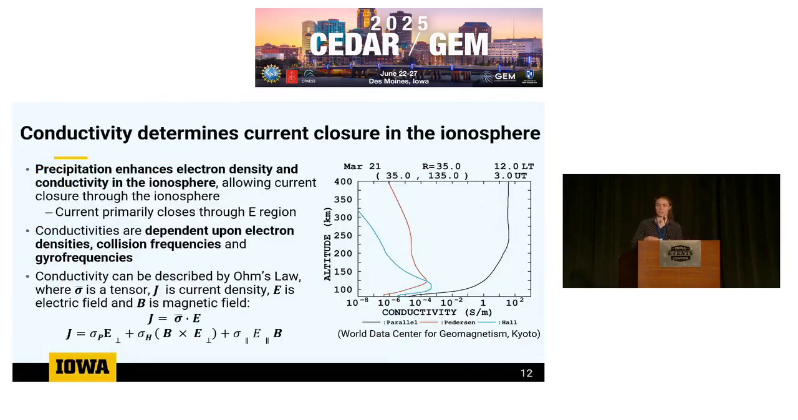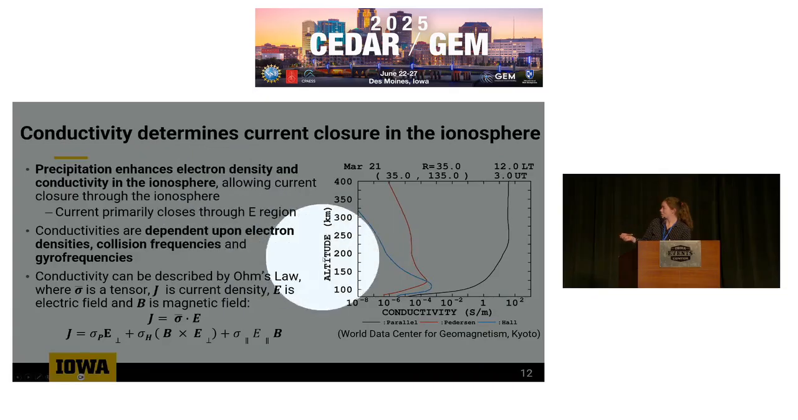Now that we have current systems, they would need to close through the ionosphere. And what determines where they close is the conductivity in the ionosphere. Conductivity is determined by electron densities, collision frequencies, and the gyro frequencies of the ions and electrons. And precipitation will enhance conductivities. So during storm times, we'll see an enhancement of precipitation, and we'll see an enhancement of currents as well.